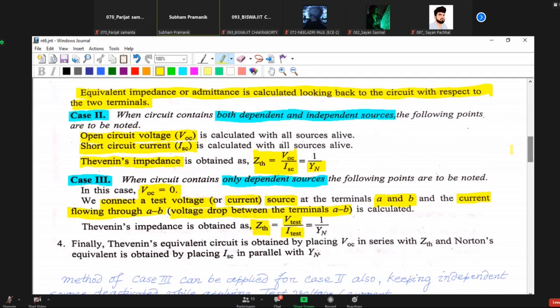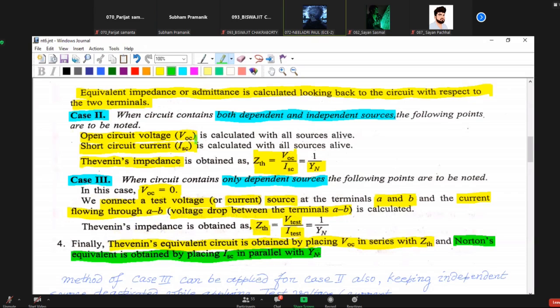This is the procedure. And the fourth point is obvious, that finally the Thevenin equivalent circuit is obtained by placing VOC in series with ZTH. It is obvious. For example, if you are interested in Norton, then the Norton equivalent circuit is obtained by placing ISC in parallel with YN. So let's now talk about Thevenin's part only.